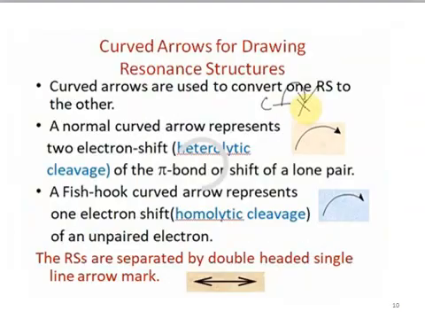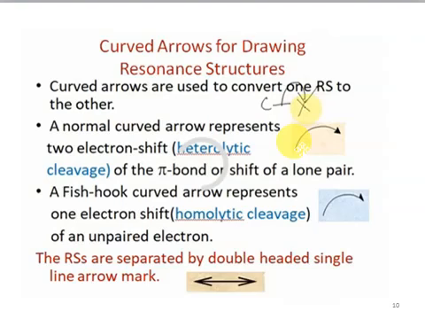Next, we'll see what types of arrows we use in resonance structures, right? Curved arrows are used to convert one resonance structure into another. There are two types of curved arrow: the double-headed arrow, also known as the normal arrow, and the fishhook arrow. The normal arrow always indicates that you are shifting 2 electrons, right?